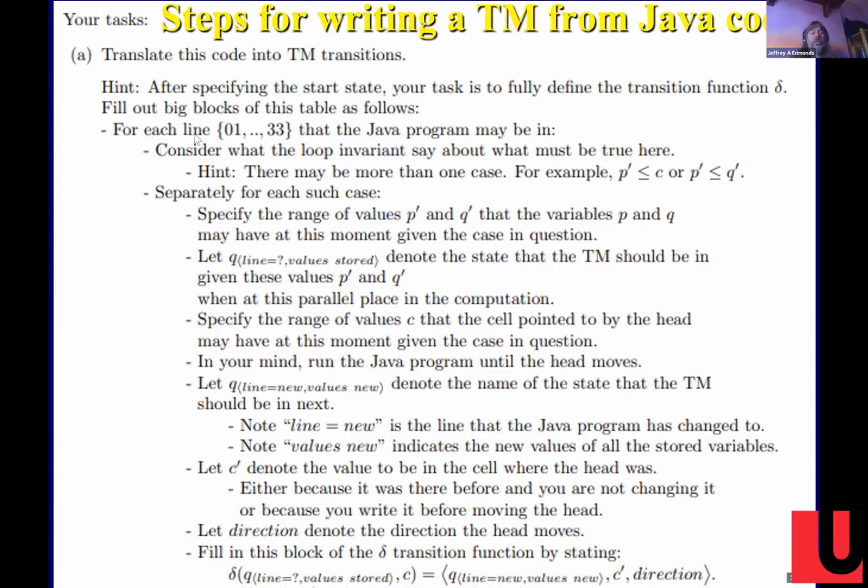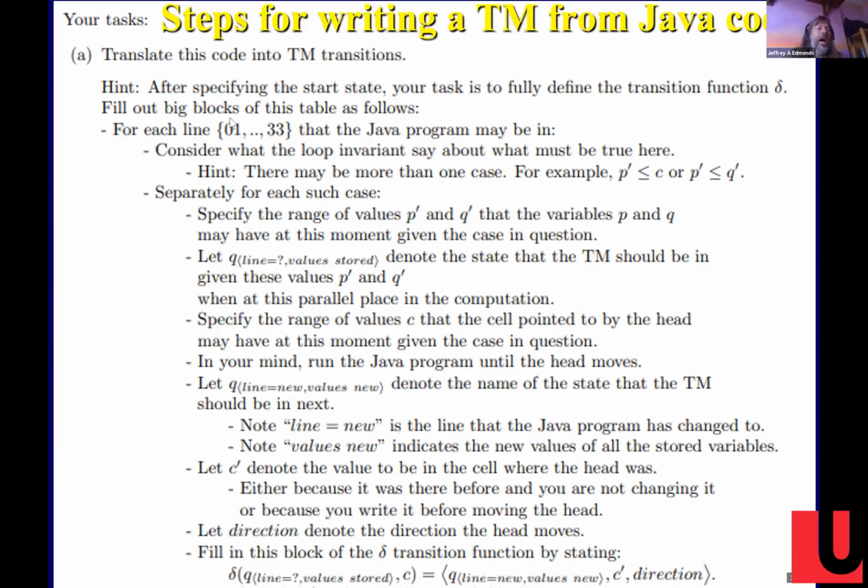And so what are you going to do with these? For each line of Java code, you're going to translate that line of Java code, really starting from there, into Turing machine code, right? And so how do you do that? All right, so now we're considering a particular line of Java code, right? And so what do we need to do?